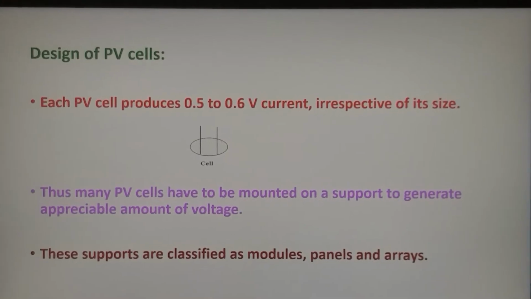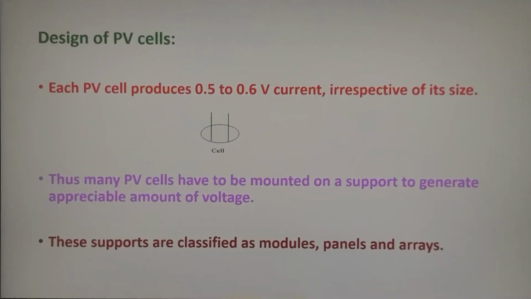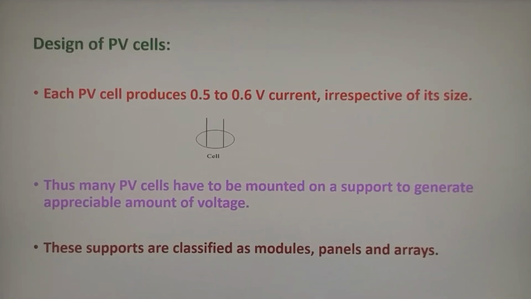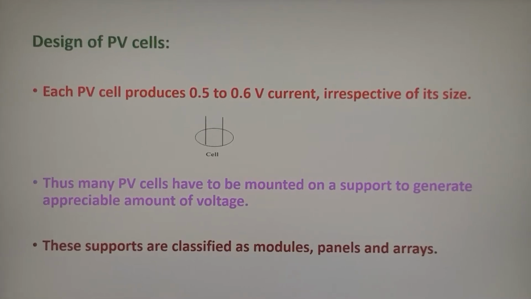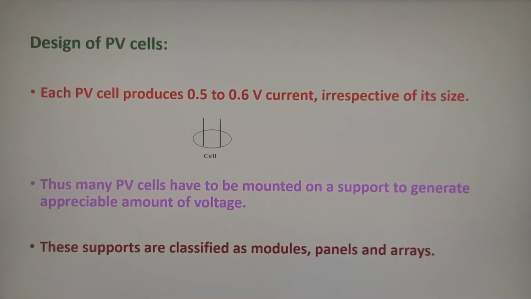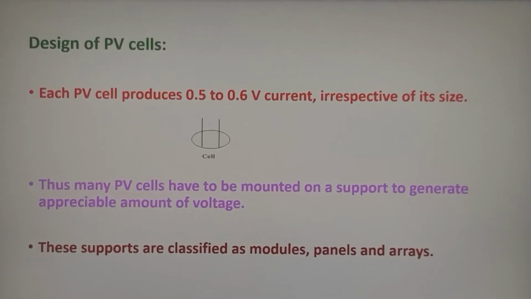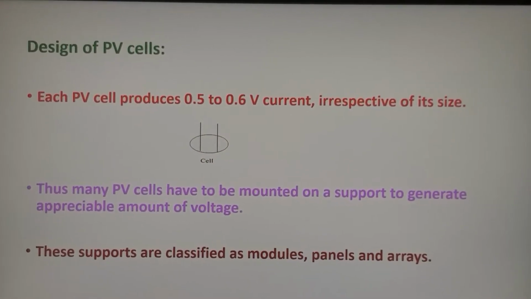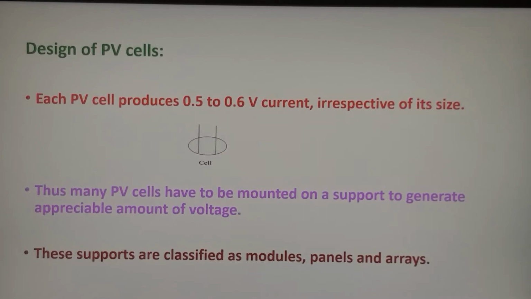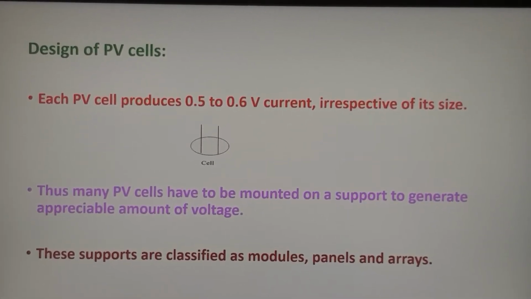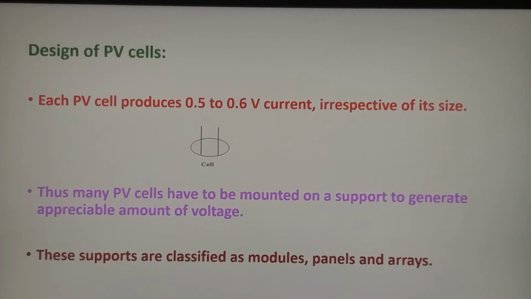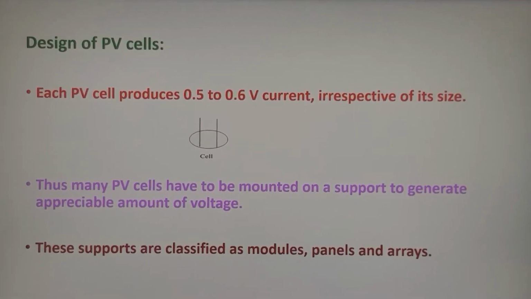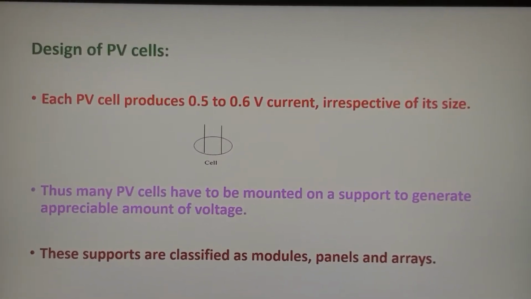The design of PV cells is very important. We already know that irrespective of the size of the PV cell, each cell produces 0.5 to 0.6 volts. And if we want a high voltage, we should connect these cells in series. These PV cells can be supported on structures which are classified as modules, panels and arrays according to the PV cells mounted on these structures.